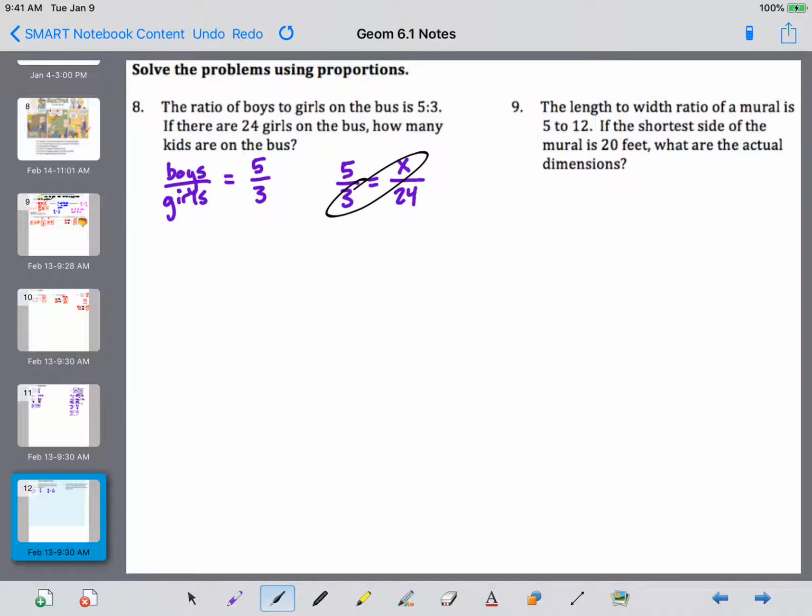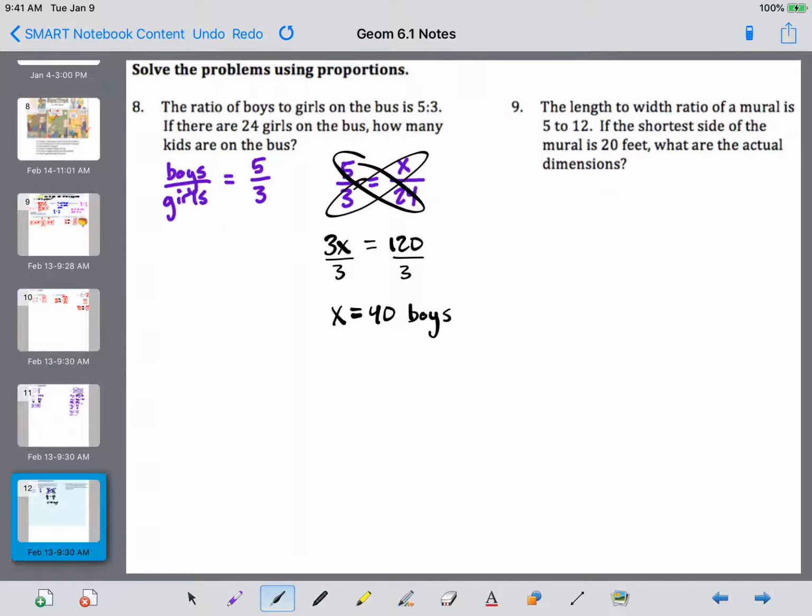Okay, so now we can solve this using our cross multiplying. 3 times x is 3x. 5 times 24 is 120. Go ahead and divide by 3, and we get x is 40. Now remember, x is the number of boys. That's what we made this proportion mean.